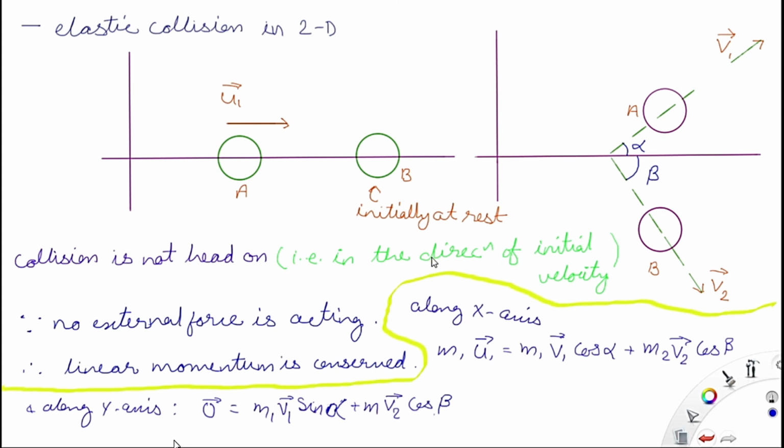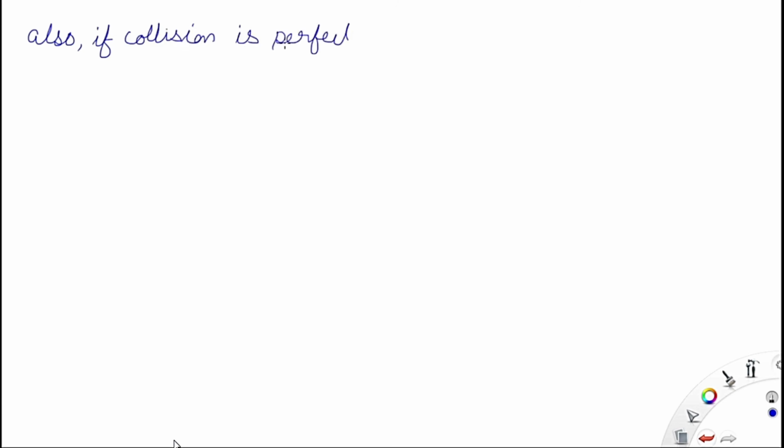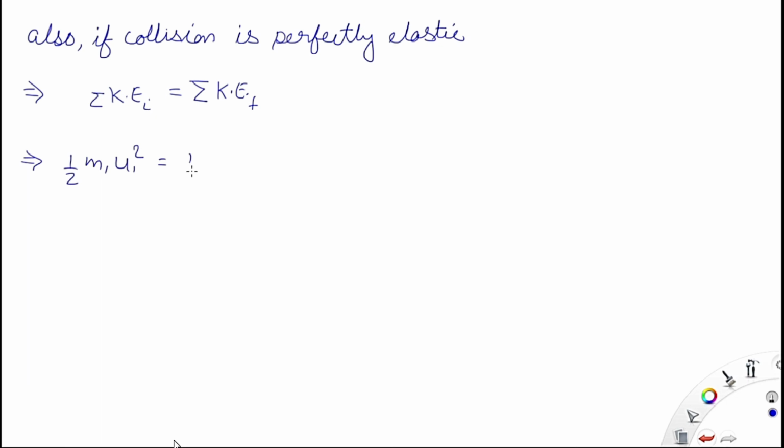Also, if the collision is perfectly elastic, kinetic energy is conserved. So the summation of initial kinetic energy is equal to the summation of final kinetic energy. Since m2 was at rest, u2 is equal to 0, so half m1 u1 square is equal to half m1 v1 square plus half m2 v2 square, because finally mass m1 moves with velocity v1 and mass m2 moves with velocity v2.